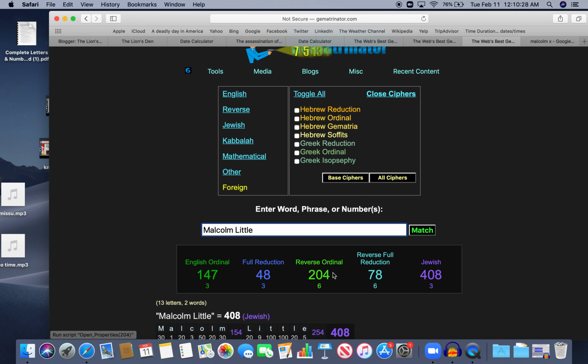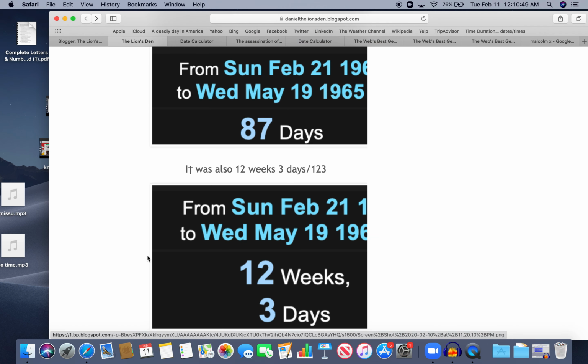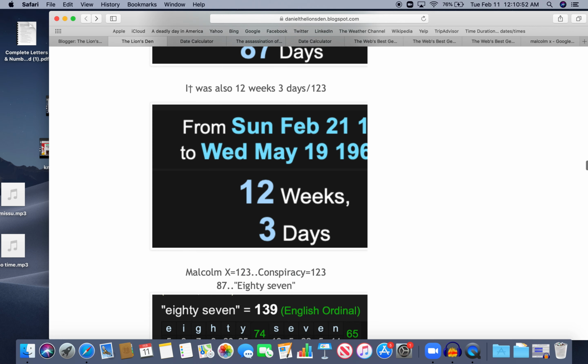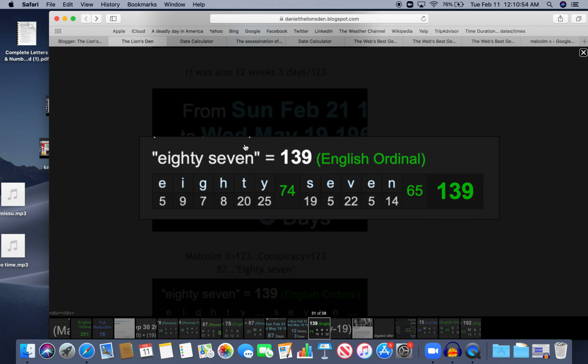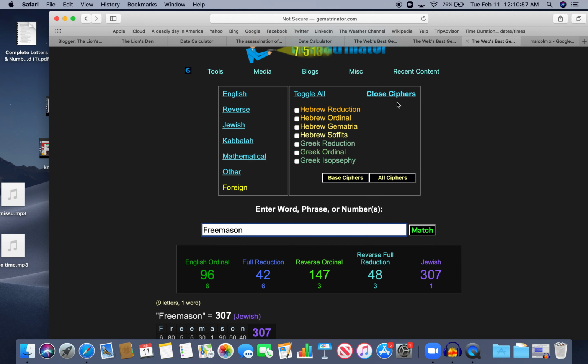All right. And he was a Freemason. 147 and 48. Just like Malcolm Little. Also 42 like Malcolm X. There's a black branch to Freemasonry. I think it's called the Prince Hall Freemasons. So if you write out 87, it equals 139. Speaking of Freemasonry, 139, right? Also 59, the number stamped on black people.